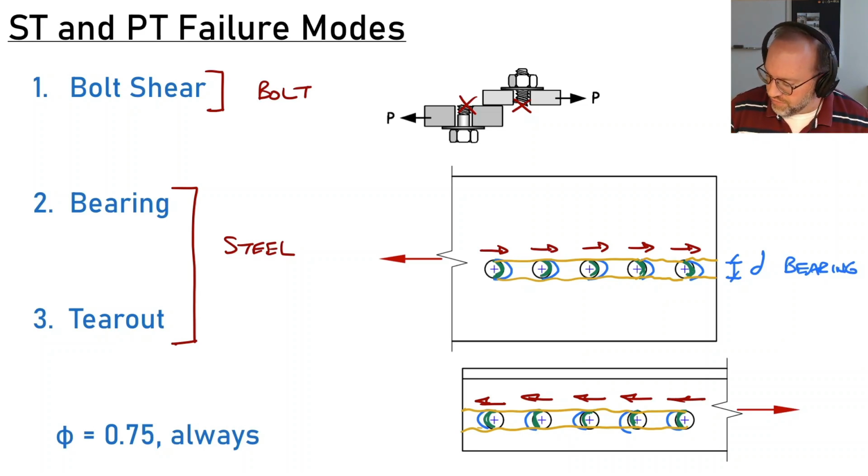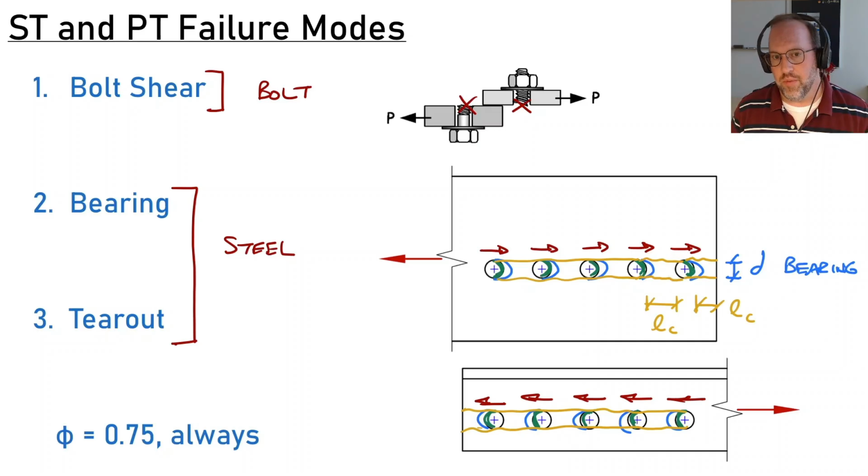Tear out is going to be governed by what's known as the clear distance, Lc. So that clear distance is measured from the edge of the hole to the edge of the plate if you're on the edge of your plate, or it's going to be measured from the edge of one hole to the edge of the next hole if you're in the middle of the plate. So again, that's from the edge of this hole to the edge of that hole.